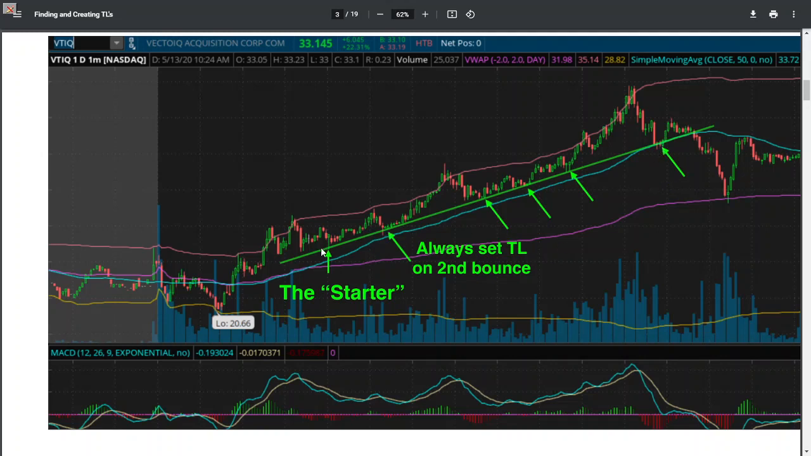So again, set in here easily. Should be set in here. It starts here. Now we set it in here. First bounce, second bounce, third bounce, 4 bounces. 4 bounces, team, that you could have bought right here off of VTIQ.